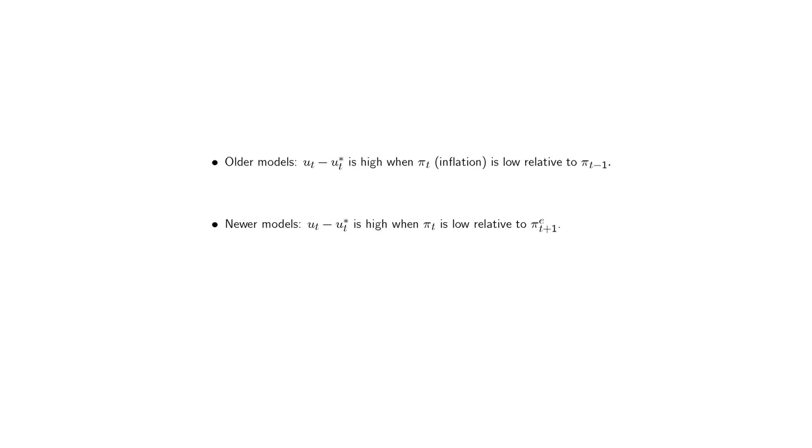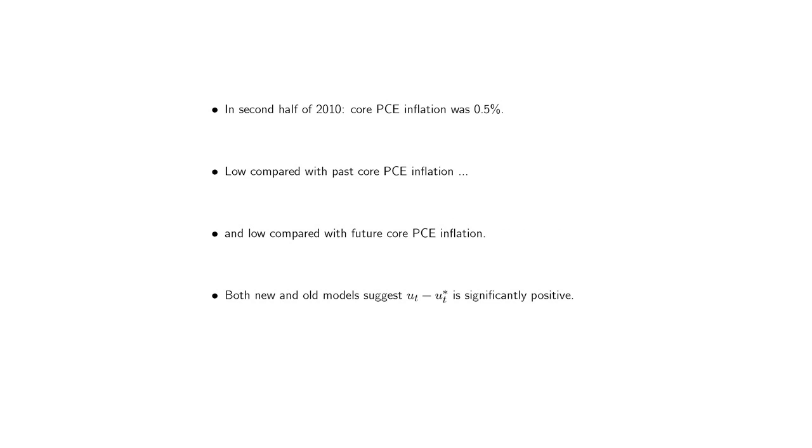Now, it's challenging if these two approaches, the older models and newer models, give you different answers. Right now, that's not the case. All these models, however you look at the inflation data, you get the same answer out. In the second half of 2010, core PCE inflation was 0.5%, 50 basis points, at an annualized rate. This is pretty much the lowest observation that we've seen for this series in the last 50 years.